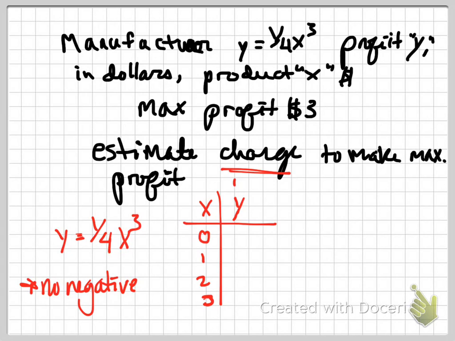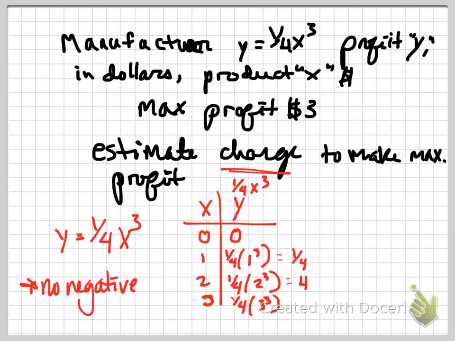So y is 1/4 x cubed. 1/4 times 0 cubed is 0. 1/4 times 1 cubed equals 1/4. 1/4 times 2 cubed, 2 cubed is 8, times 1/4 equals 4. 1/4 times 3 cubed equals 6 3/4.